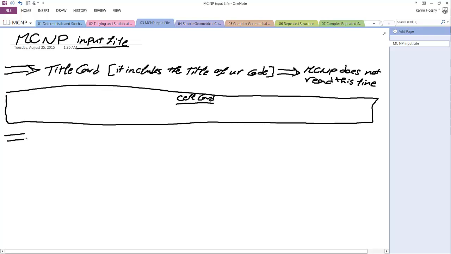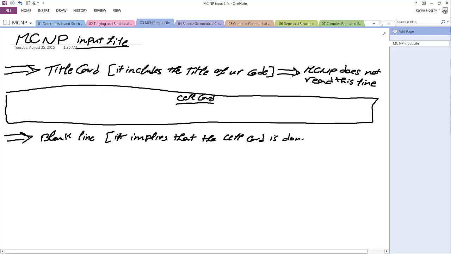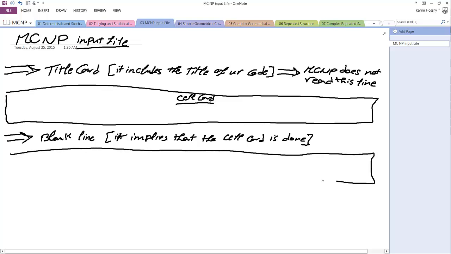Then you have a blank line. It implies that the cell card is done. We have another major block called the surface card.